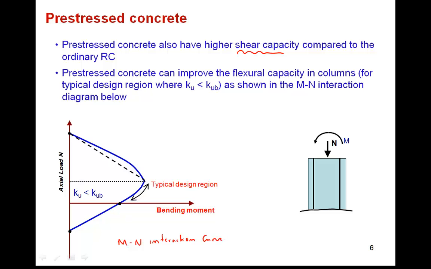Now we discussed about this one earlier, that this region where Ku is less than Kub is the tension control region, and that is the ductile region. Now most of the columns are designed within that region, and as you can see in this region, as you go on increasing the axial load, your moment capacity is also increasing. So in the columns in the typical design region, as we go on increasing the prestressing force, your moment capacity will also increase. So that is another advantage of prestressing.